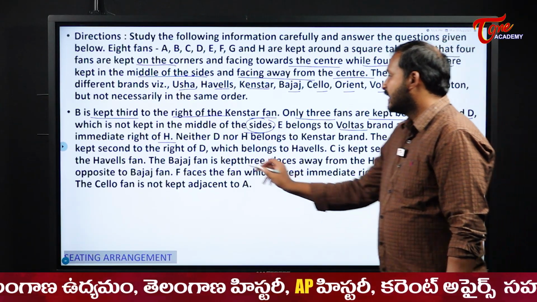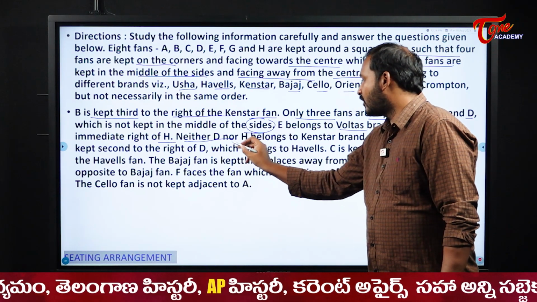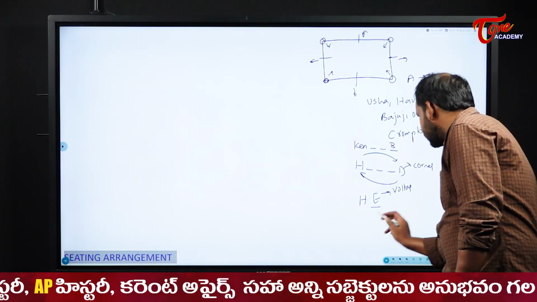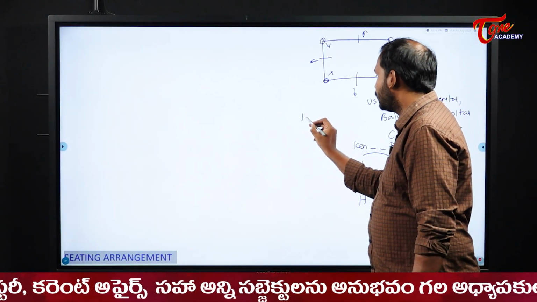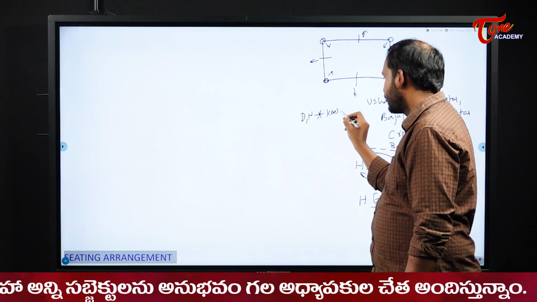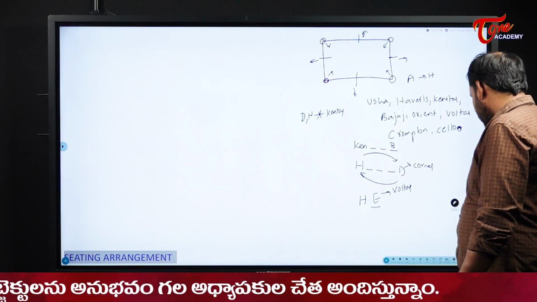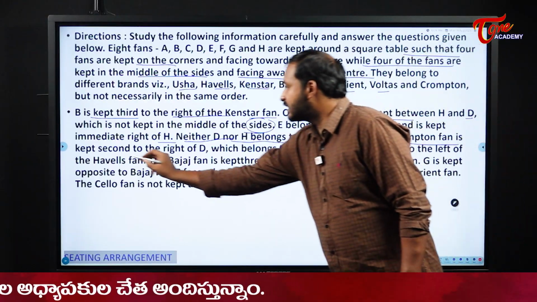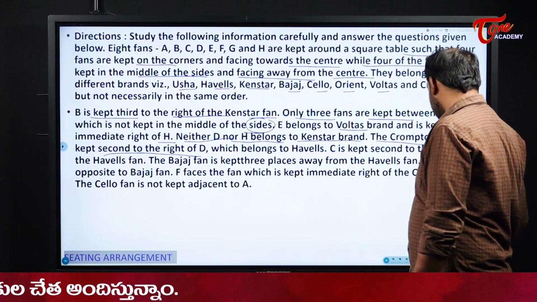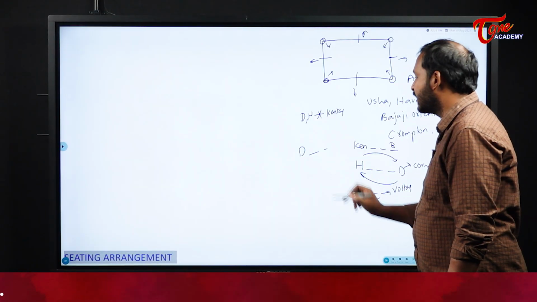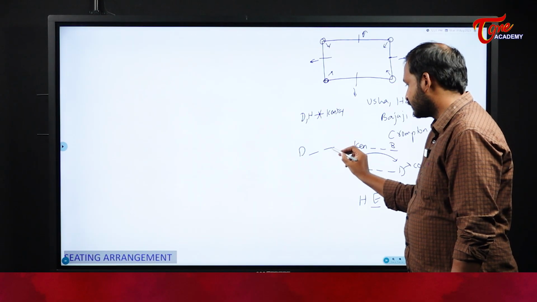Next, neither D nor H belongs to the Kenstar brand. D, H do not belong to Kenstar. Next, the Crompton fan is kept second to the right of D. If I have D here, to its second right I have who? Crompton.